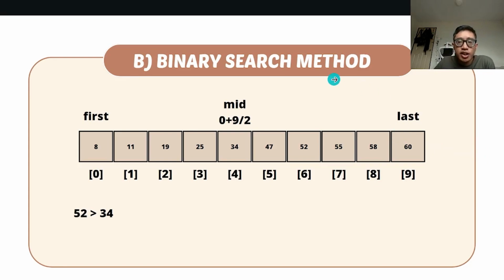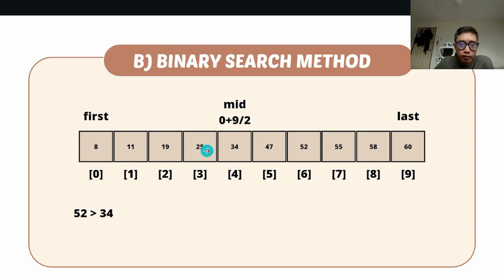In the binary search method, first of all, you need to remember to always mark the first and the last item. To find the middle, we add up the first and the last index, which are 0 and 9, and divide by 2, and we get the middle at index 4, which contains item 34.